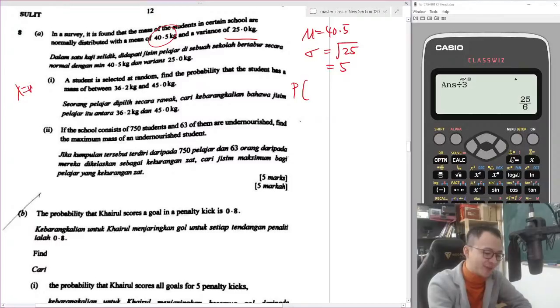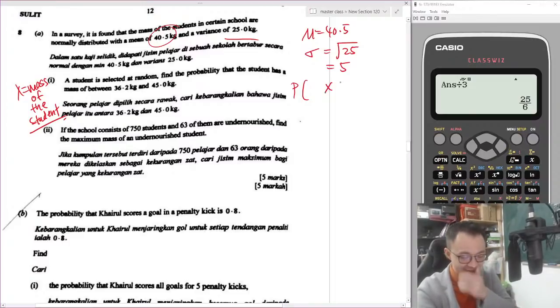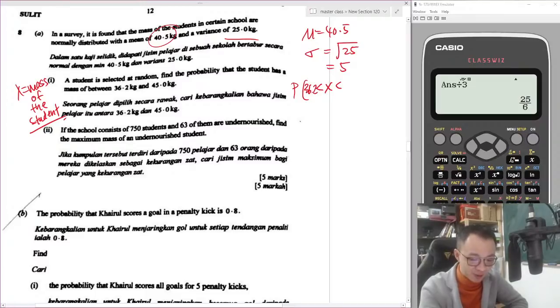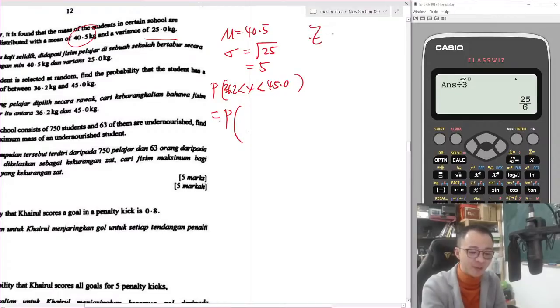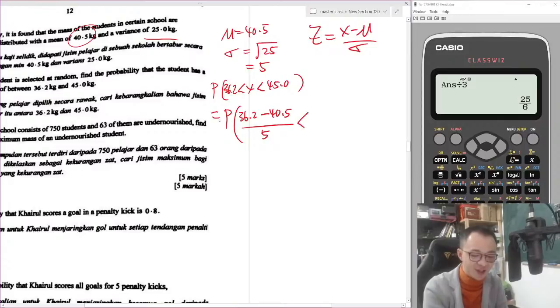Let X become the mass of the student. So the mass of a student is between 36.2 and 40.0. Okay, my writing is damn ugly, but it doesn't matter. So I want to change it into Z first. In order to change to Z, the Z formula is X minus mean over standard deviation, isn't it? So Z is X minus mean over standard deviation.